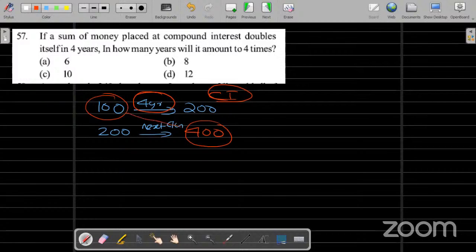100 becomes 400. That means 100 becomes 4 times. The total time taken is 4 years plus 4 years, 8 years. So the answer will be 8 years. We can solve that question like this.